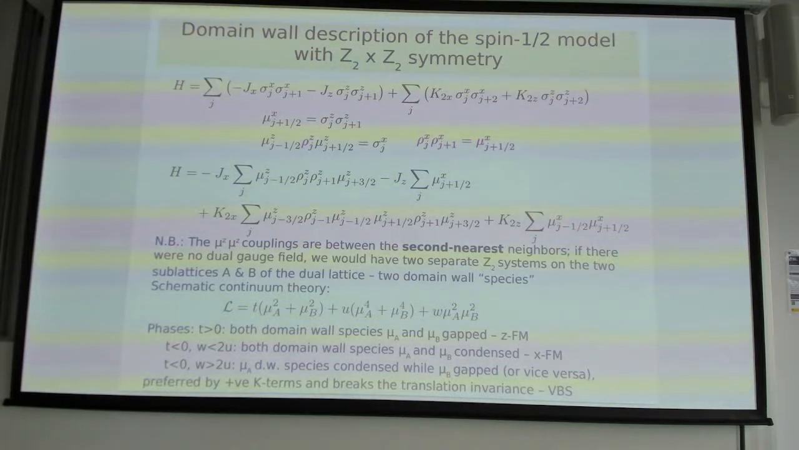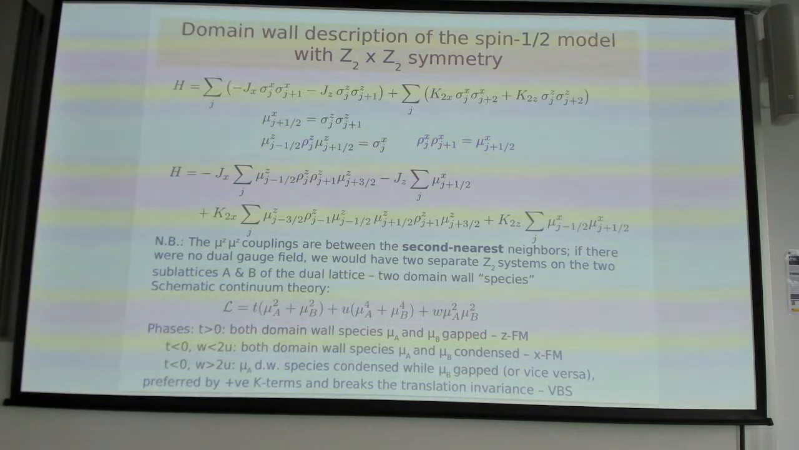Okay? And I can write a very crude continuum theory for these two separate Z2 fields, one for each of the two sublattices. They should be symmetric in the two flavors because really they are related by a translation symmetry, and I can analyze the destruction of the order when these domain walls start condensing. So if these domain walls are gapped, that is the original ferromagnetic phase.